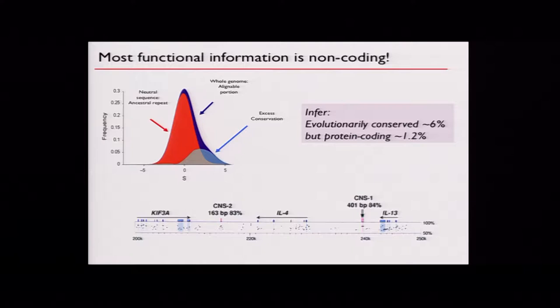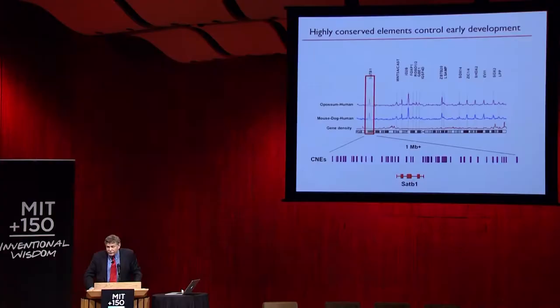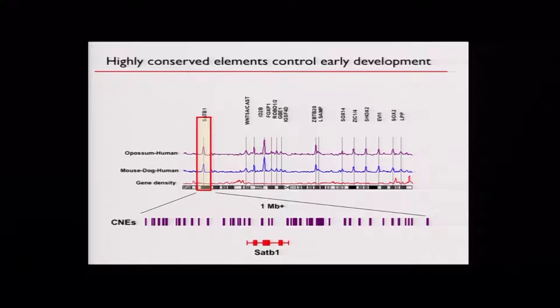So there's tons of non-coding regulatory information, reversing our picture, which before had a little bit of regulation and a lot of protein coding. It's now a little bit of protein coding and a lot of regulation. And so genes involved in early development, like that red guy down there at the bottom, that's a protein coding gene involved in early development. It looks like all those purple things are involved in ensuring that that gene gets turned on at the right time in the right place, et cetera.